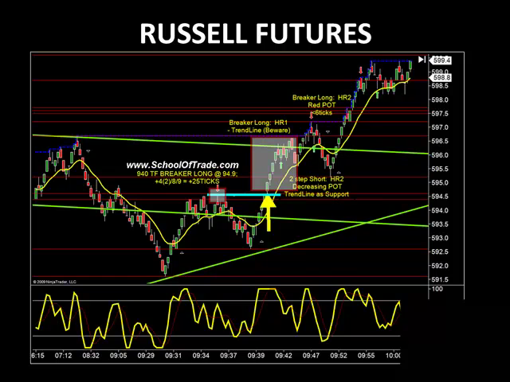First trade today, guys, was on the Russell. Second trade was in the gold. So we didn't take any crude oil trades this morning. But great to see some opportunities in the Russell and the gold this morning.